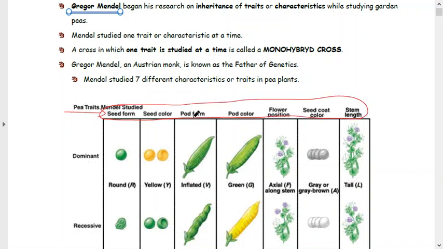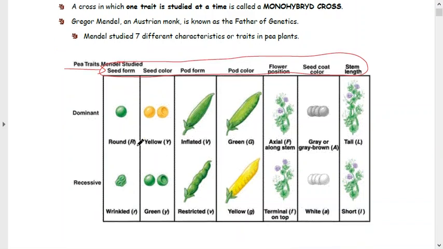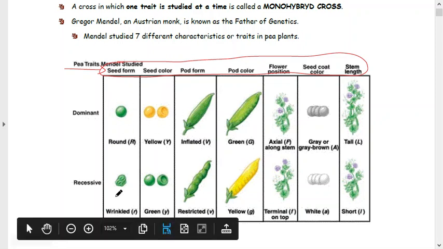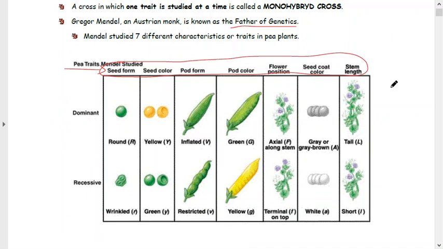And he didn't look at them at the same time. He would just look at seed form or just seed color or just pod form and so on. So he would look at only one at a time and notice that certain physical appearances were more prominent than others, and he was the first to get credit for calling things dominant and recessive and so on, so we call him the father of genetics. So just some historical background.